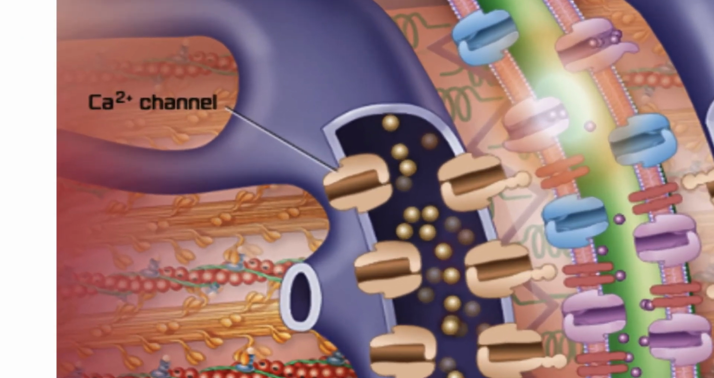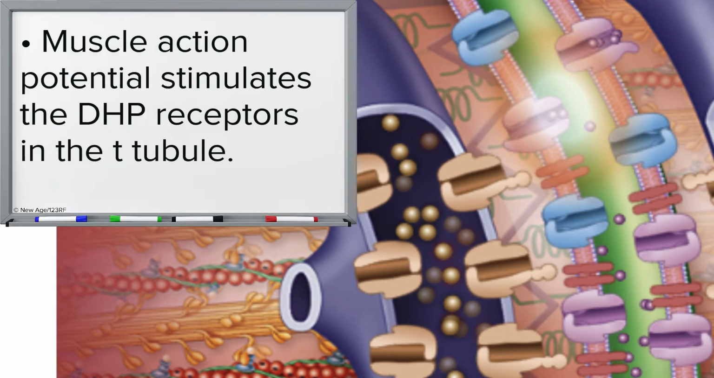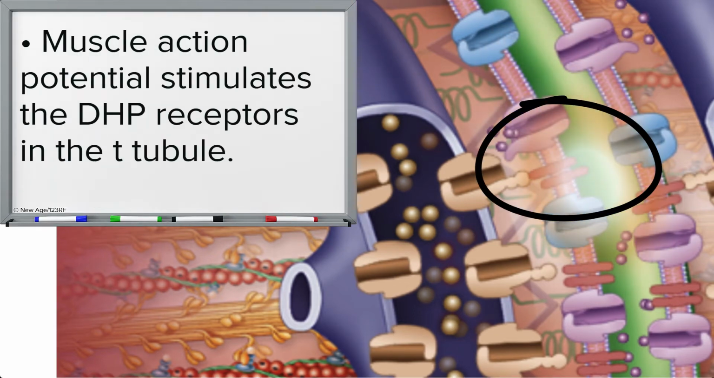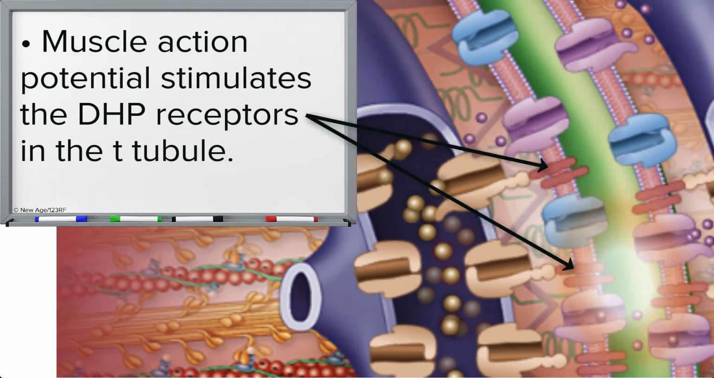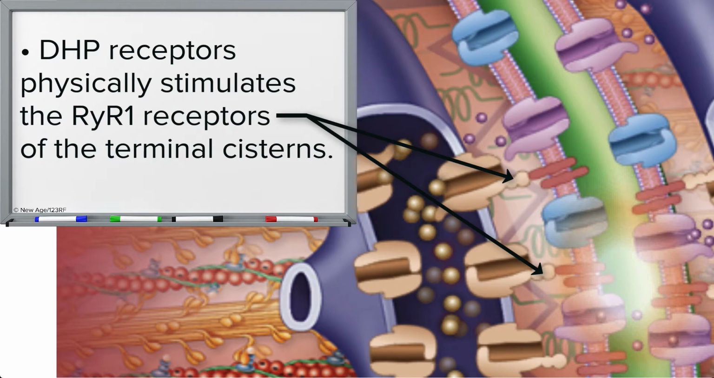In the T-tubule, the action potentials stimulate the voltage-sensitive dihydropyridine receptors, or DHP receptors. These receptors are physically linked to the ryanodine receptors, or RYR1 receptors, of the calcium ion channels in the membrane of the terminal cistern of the sarcoplasmic reticulum.